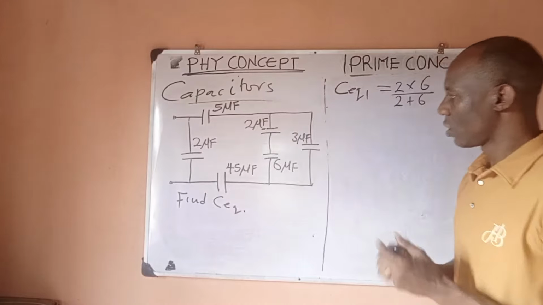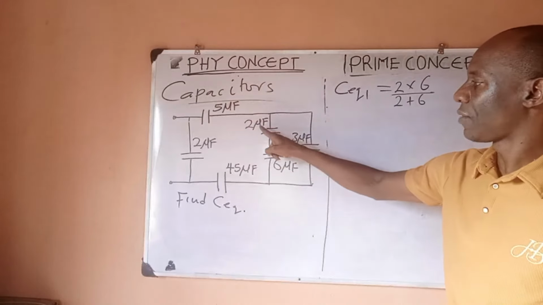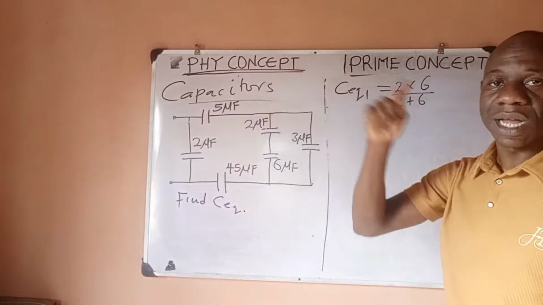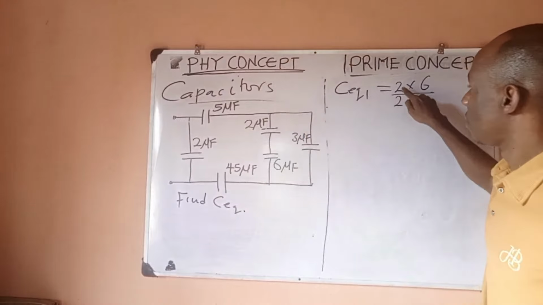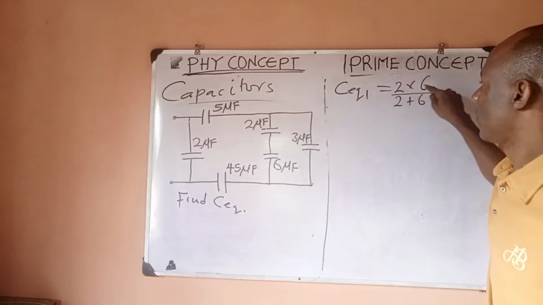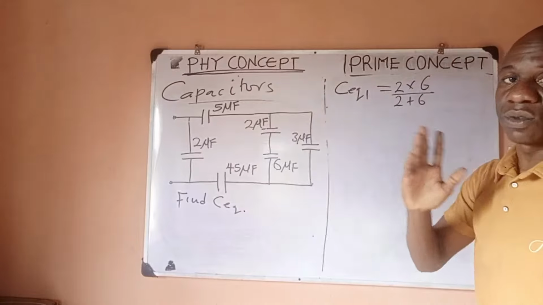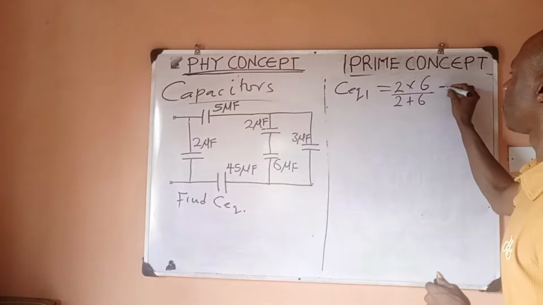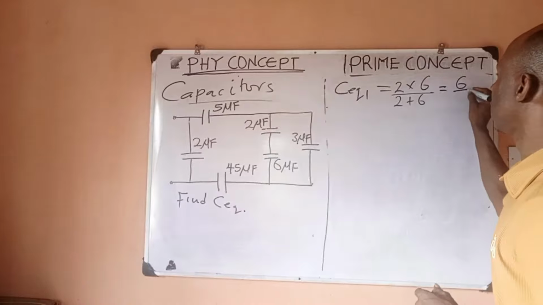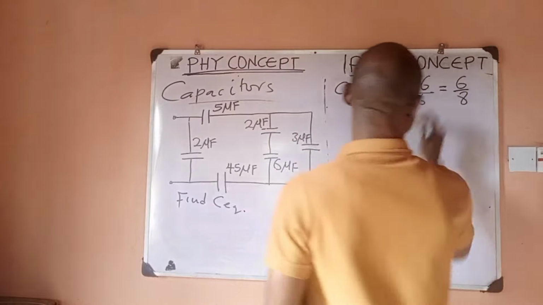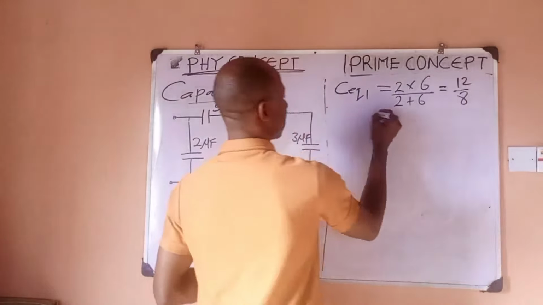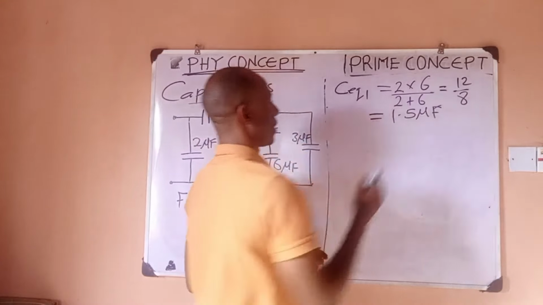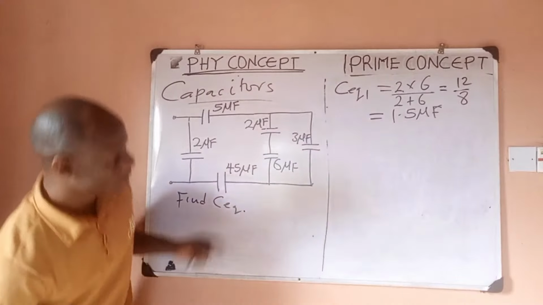Now, please take note. When you're trying to find the equivalent, you don't have to convert the micro. Leave it the way it is. Just use the values. At the end, your answer is going to be in micro. So don't say 2 times 10 to the power minus 6 times 6 times 10 to the power minus 6. Don't do that. You complicate your problem. So just use the values the way they are. So I have 2 times 6 is 12 divided by 8. So punch for me 12 divided by 8. I think this should be 1.5. Yes, 1.5 microfarad. Now, I'm going to redraw the diagram.